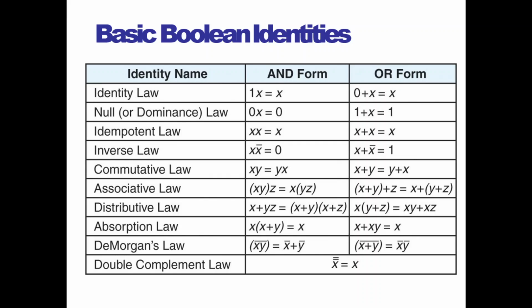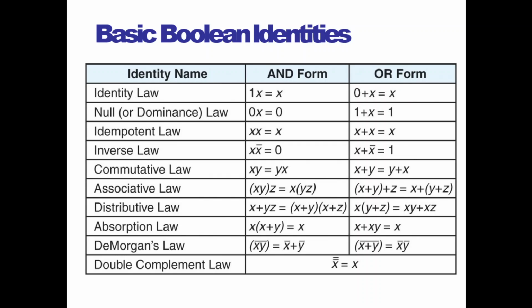Absorption. Distributive law: x plus yz is equal to x plus y, all multiplied by x plus z. The AND form is x times y plus z is equal to xy plus xz. Absorption law: x times x plus y equals x. De Morgan's law: x times y, prime.